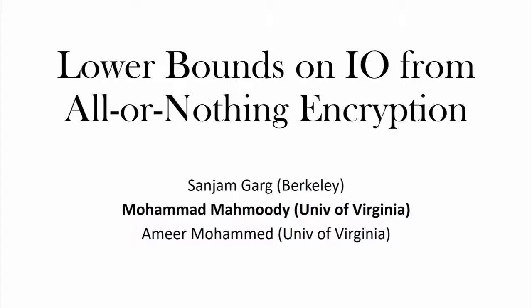So I'm going to talk about some impossibility results, in particular some lower bounds on the assumptions that we can use to build iO. And it's going to be about all-or-nothing encryption primitives. It's joint work with Sanjam and my student Amir.